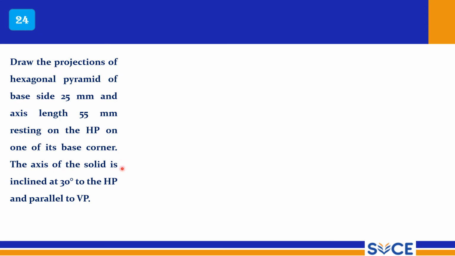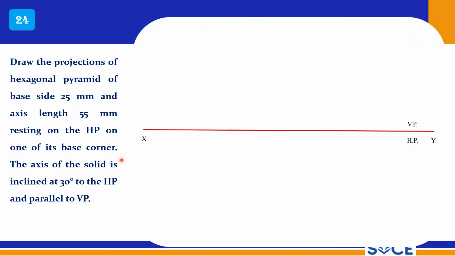The axis of the solid is inclined at 30 degrees to HP, but that statement is missing here. The two resting edges which contain the resting corner are equally inclined to HP, but that statement is also missing. Even though it is missing, it will come in that fashion only. We will see that. So on the right hand side you take the corner.